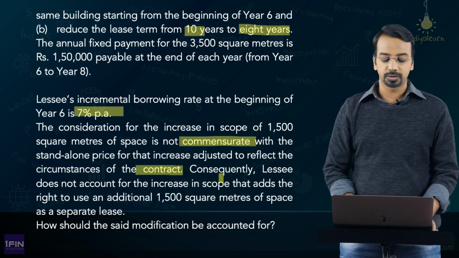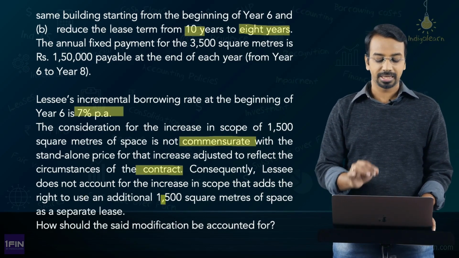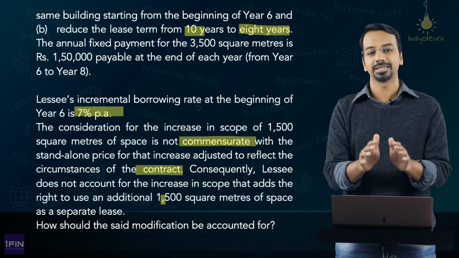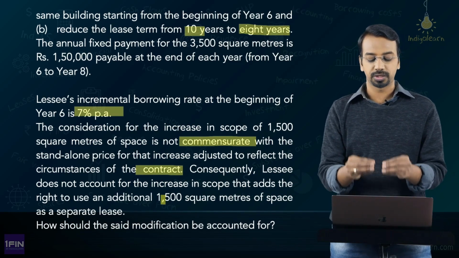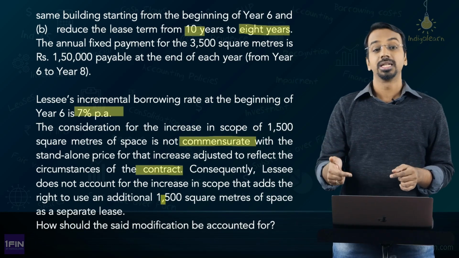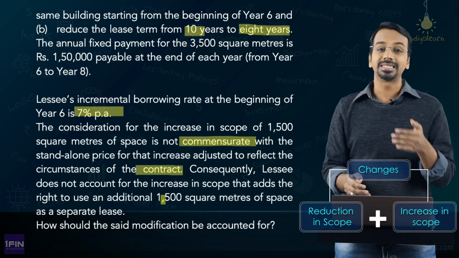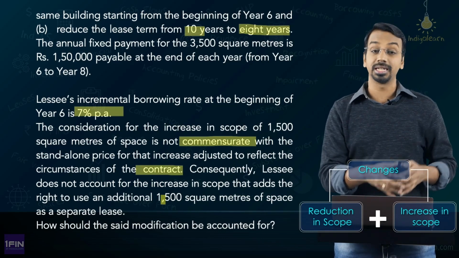Consequently, lessee does not account for the increase in scope that adds to the right to use an additional 1,500 square meters of space as a separate lease. So, we are not accounting for it as a separate lease. How should the said modification be accounted for? So, now if you see here, there are two things that happen. One, a reduction in scope because you have reduced the term from 10 years to 8 years, and second, there is an increase in scope because you have increased the area.